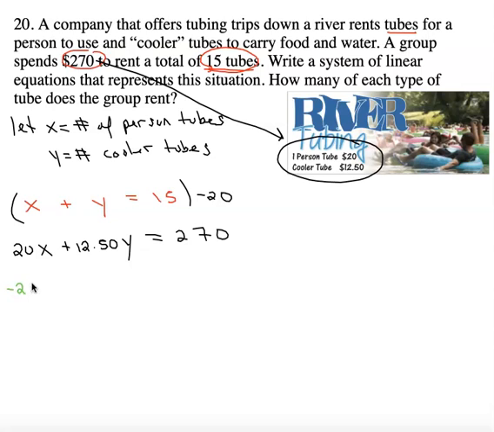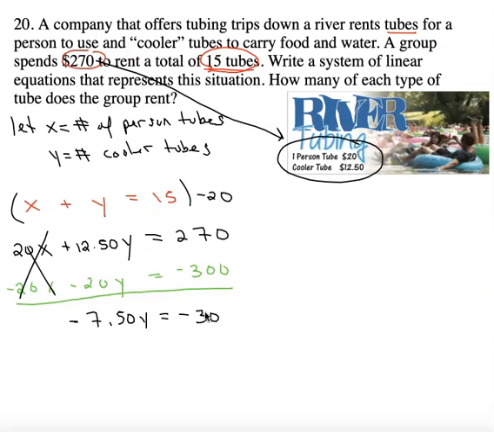So this will be negative 20x minus 20y equals negative 300, after I multiply that whole top equation by negative 20. Continuing, my x's will eliminate now because I have a positive 20x and a negative 20x. I have 1250 minus 20, I get a negative 750 here. Y, be careful, equals positive 270 and negative 300 gives me a negative 30.